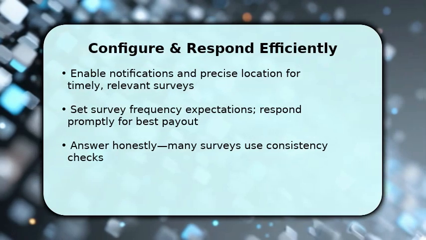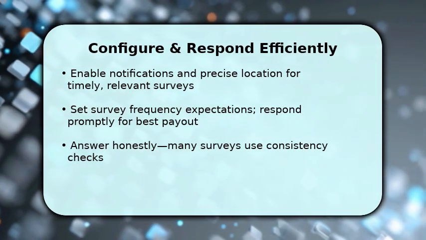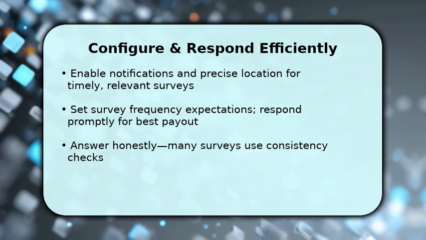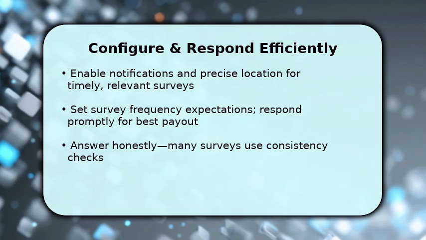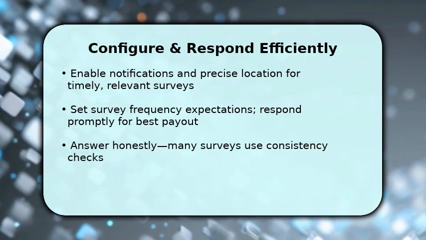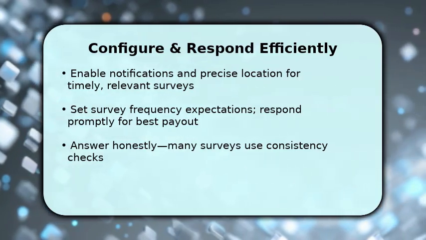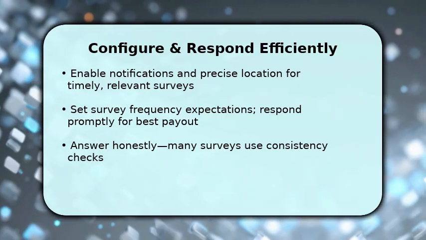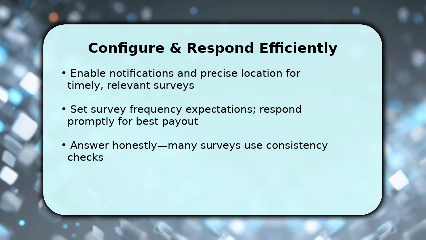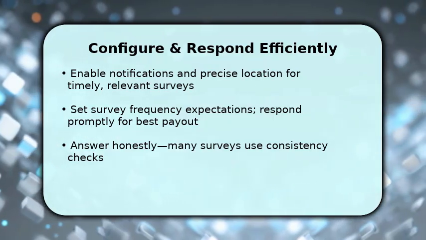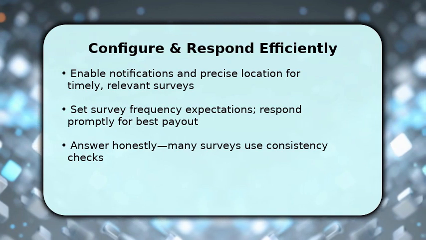Now configure the app to be useful. Enable notifications and turn on precise location so you receive timely, relevant surveys based on places you visit. Make sure you understand that faster responses often lead to more opportunities. Check notifications promptly and complete surveys in one sitting. Answer honestly because surveys include consistency checks and poor answers can disqualify you. Finally, review past rewards in the app to learn what kinds of surveys pay best and adjust your habits accordingly.